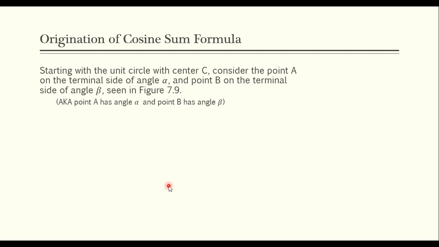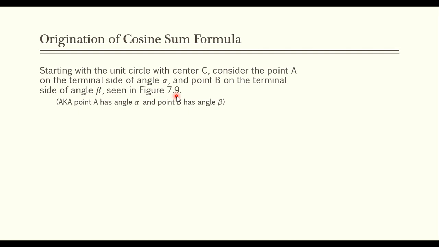So going back to our unit circle, starting with the unit circle with the center C. So we're going to label the center C. Normally we don't label it. Consider the point A on the terminal side of angle A, and consider a point B on the terminal side of angle B, seen in figure 7.9, which I'm going to throw up in a second.